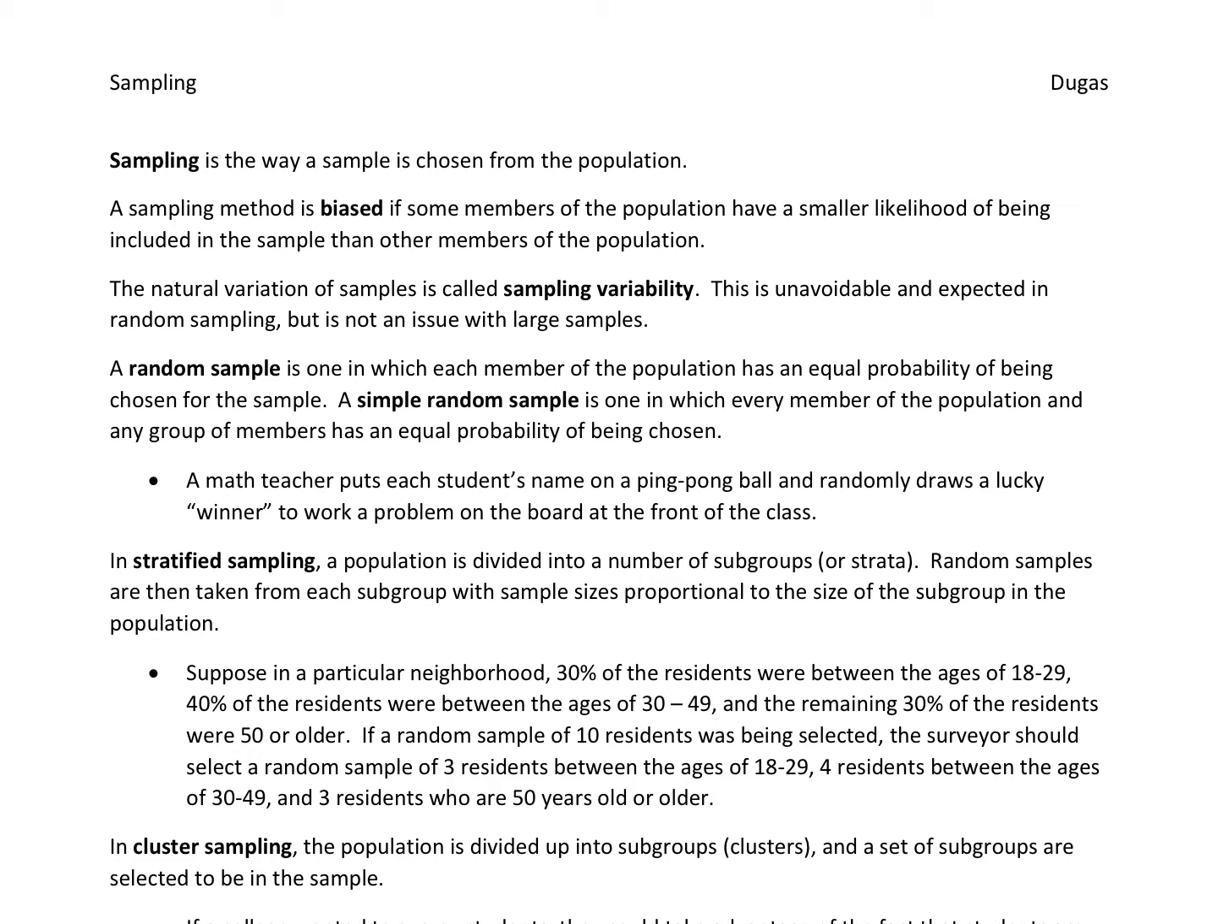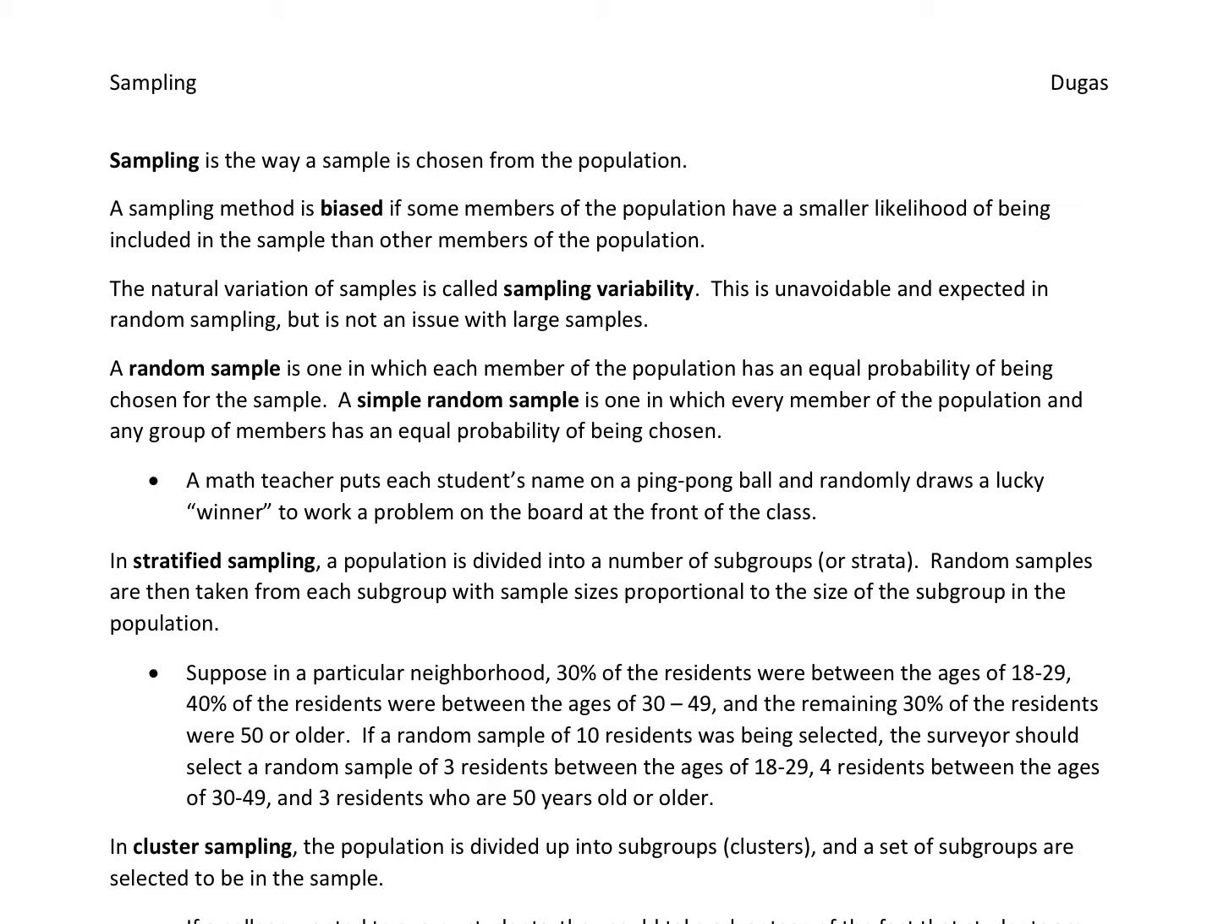Bias happens if some members of the population have a smaller likelihood of being included in the sample than other members of the population, and for other reasons. There's another video on some biases that could happen when you're collecting your data. If you haven't watched that yet, you might be interested in doing so.